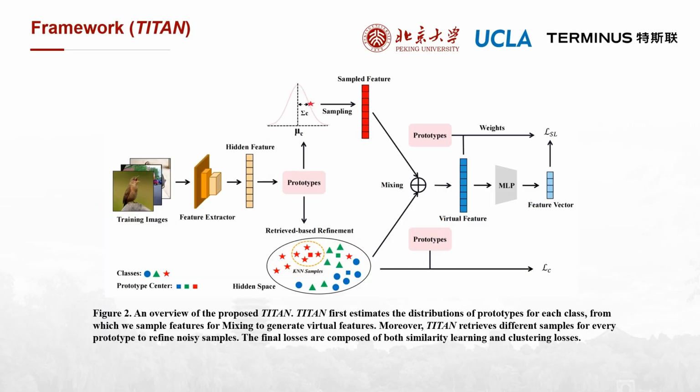Part 2, methods. We name our method Titan, and this is an overview of our proposed Titan. It firstly estimates the distribution of prototypes for each class, from which we sample features for mixing to generate virtual features. Moreover, Titan retrieves different samples for every prototype to refine noisy samples, and the final loss is composed of both similarity learning loss and the clustering loss.